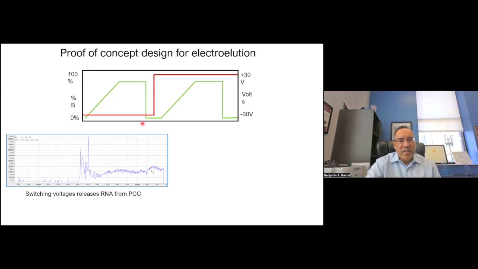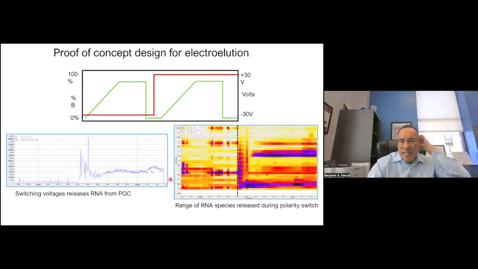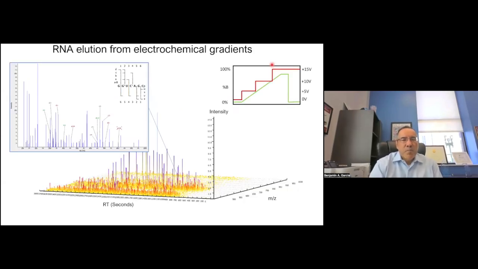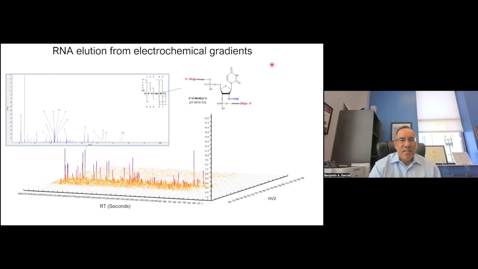But then right here, we have the polarity switch and then another gradient, and you can see a lot more things coming out. Of course, this isn't all really great and separated, but it just shows that you can trap RNA in your HPLC setup. Once we switch the voltage, you get the RNA released. And so we're able to sequence RNA through this approach, looking at different species that we're separating out with different voltages.